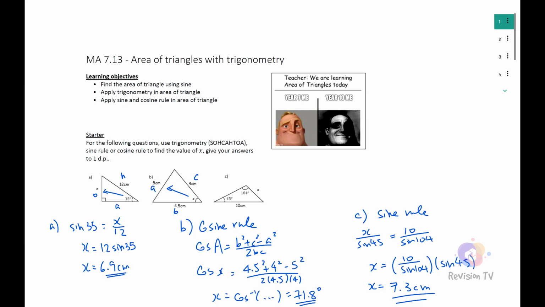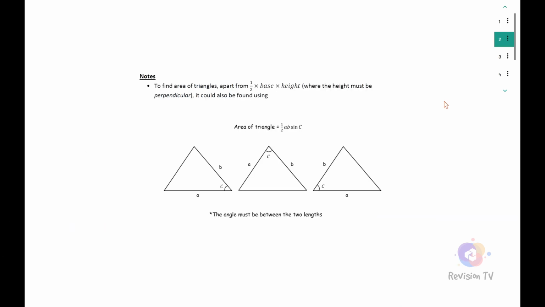Here are the answers. Question A, you need to use SOHCAHTOA sine, part B, cosine rule, and C, sine rule. If you need help with any of these single questions, please go back to previous videos on SOHCAHTOA or cosine rule or sine rule. May I introduce you to the advanced version of the area of triangle formula, half AB sine C.